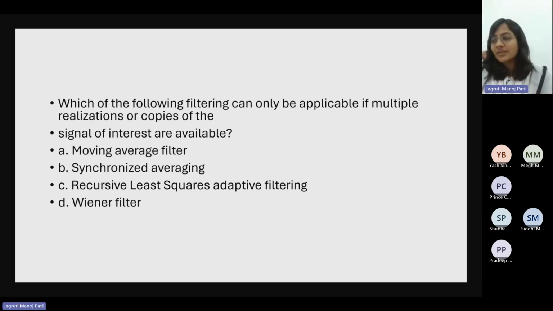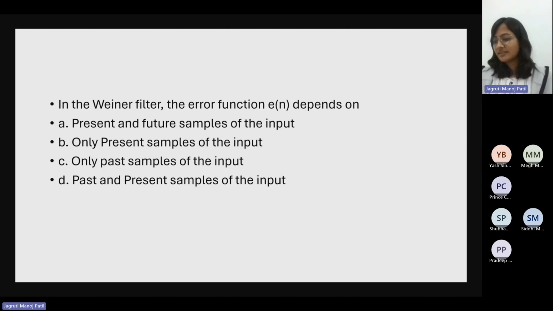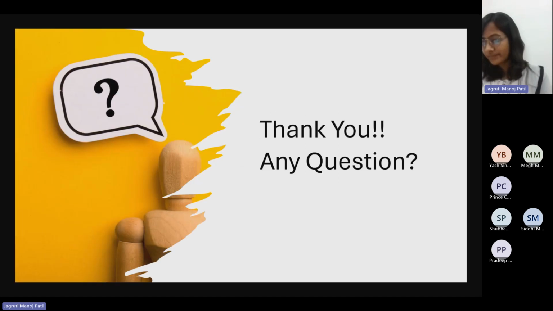Which of the following filtering can only be applicable if multiple realizations or copies of the signal of interest are available? This is within the question. B, synchronized averaging. Yes. In the Wiener filter, the error function depends on the past and present. D. Okay, that's done.